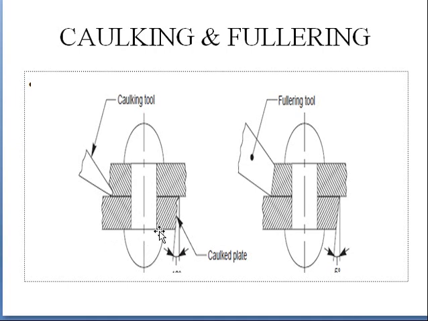Once we make riveting, there will be some gap left either at the top or in the middle somewhere. So now if we use riveting for boilers or pressure vessels, because of the gaps, the pressure will come out, or else the gases will come out, or high pressure liquids will come out. In order to avoid this, we go for the operation called caulking or fullering. Caulking and fullering are almost similar operations.